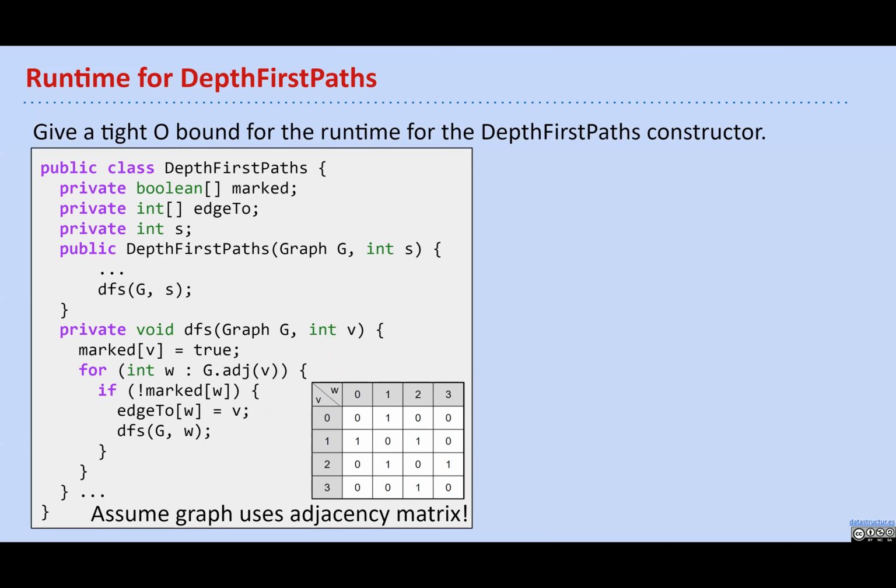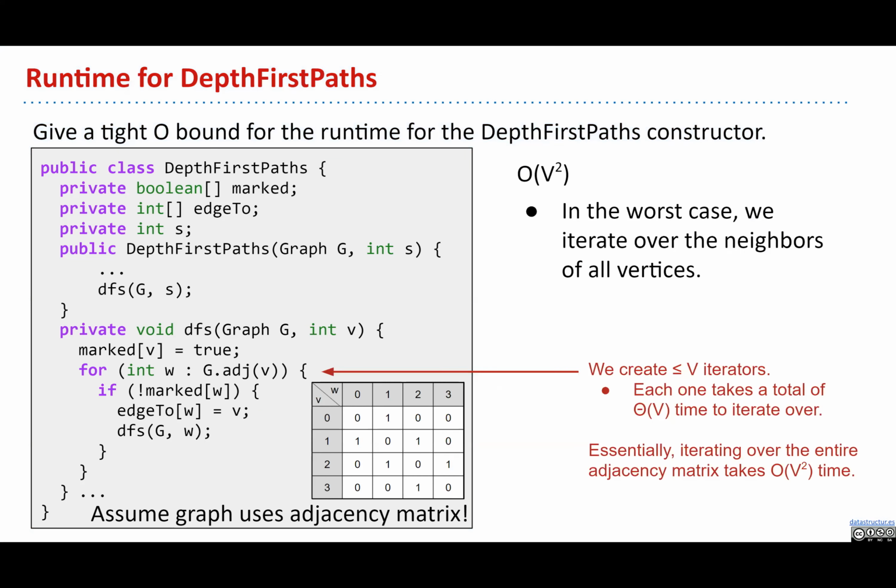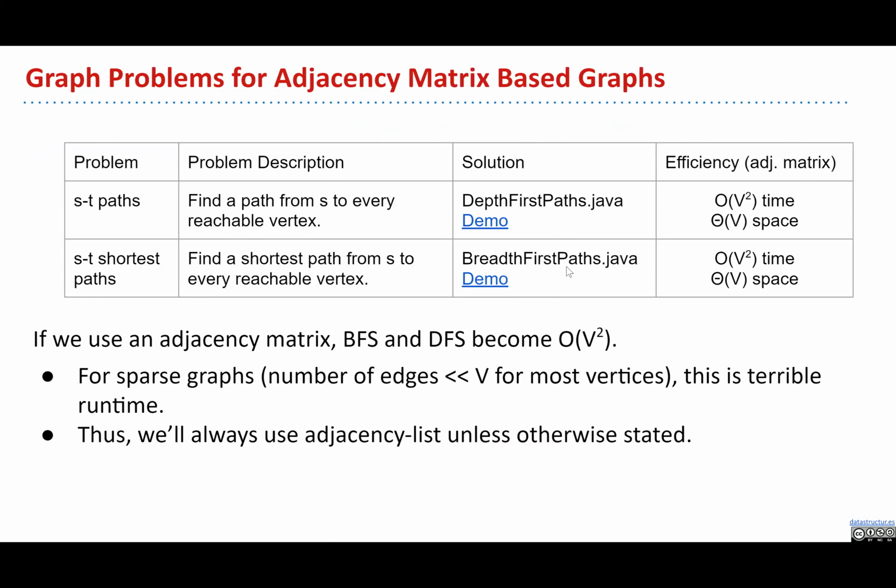Well, I don't have any time to have you actually think about this. But it turns out that you can show that it's V squared. In the worst case, we're going to be iterating over the neighbors of every single vertex. Because in a graph where things are connected enough, it's going to take us V squared time. So if you use an adjacency matrix, if that's the underlying secret sauce of your graph, then instead of being V plus E time, it's going to be V squared. And so that means on sparse graphs, your code will be unnecessarily slow. So we're always going to use adjacency lists unless we say otherwise. And you should use adjacency lists on project 2B.